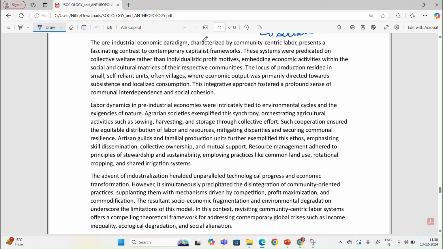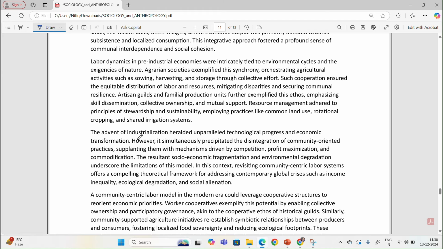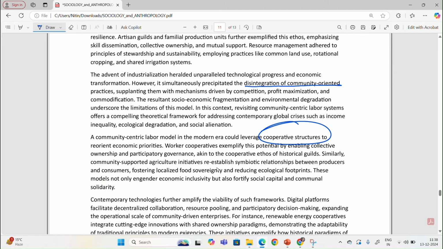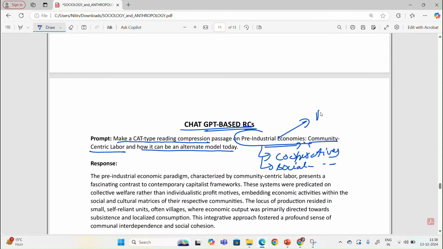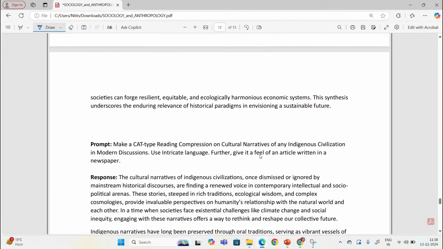So if we read, it has explained what pre-industrial economies were, and how they disintegrated into community owned structures. See, it's talking about cooperative structures. So this is what it will talk about. So if you have an idea about what happened in a pre-industrial economy, then it will inevitably help you in solving this passage. That's why I'm teaching all this.